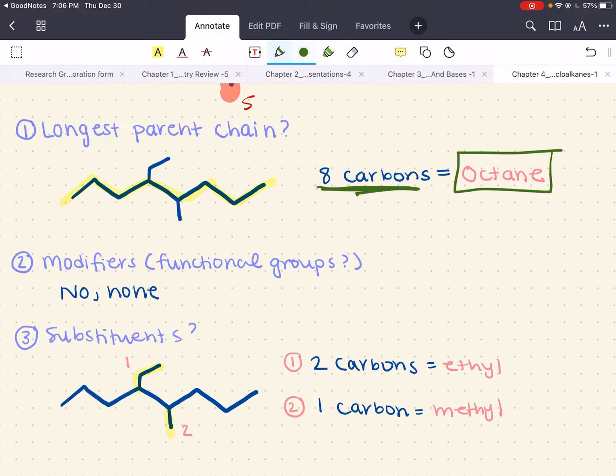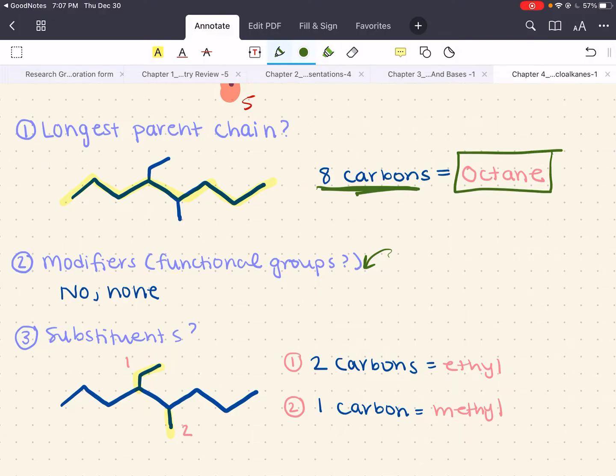All right, the second question that you want to ask is, are there any modifiers, any functional groups? The answer is going to be no in this chapter, because we're starting off with basic nomenclature of alkanes. So we're not going to worry about if there's an alcohol in the chain or an ether, and how that is going to modify the name. We're not going to worry about that yet. That's in the coming chapters. So for this chapter, the answer to modifiers, any functional groups, is probably going to be no.